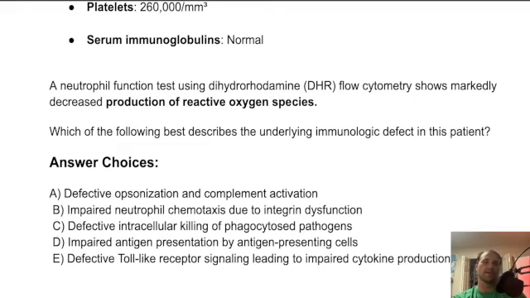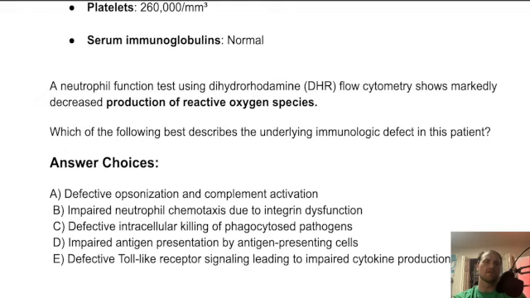And yeah, catalase positive, DHR positive, DHR test, and that should all cue you into chronic granulomatous disease. So hopefully that was helpful, and if it was, you know what to do.